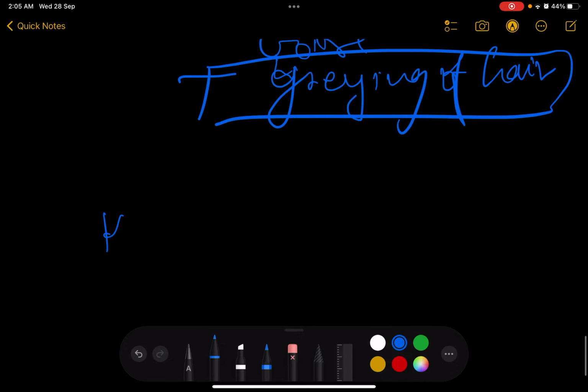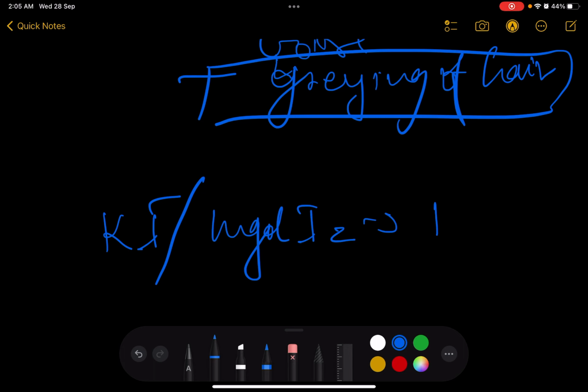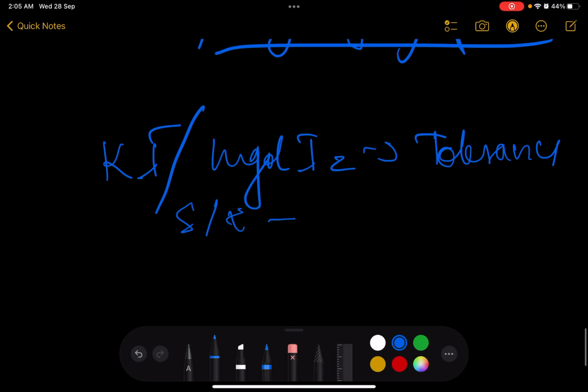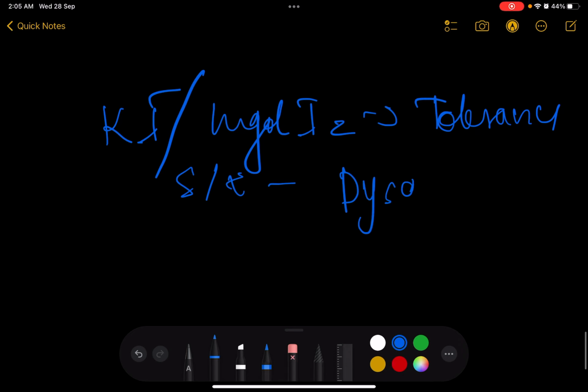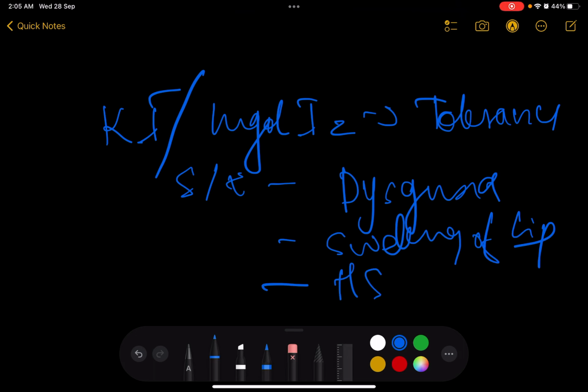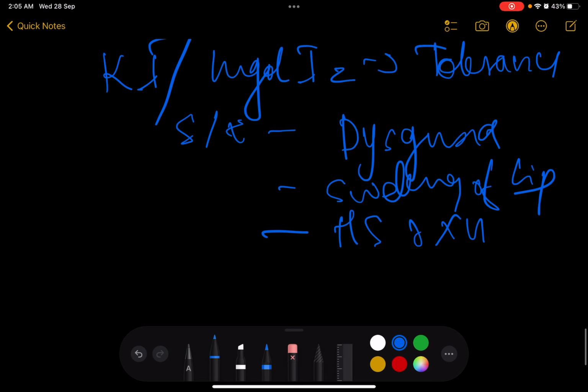Potassium iodide slash Lugol iodine shows tolerance. Also, it has side effects because of iodine. It causes dysgeusia, metallic taste, swelling of lips, any hypersensitivity reaction, acne, rhinorrhea, swelling of eyelids, everything, any hypersensitivity reaction. So again, this is very important.